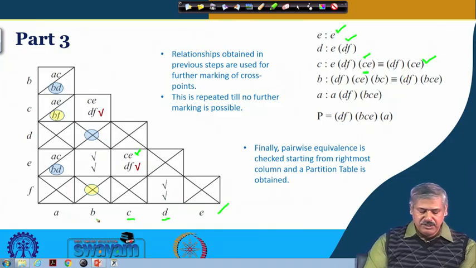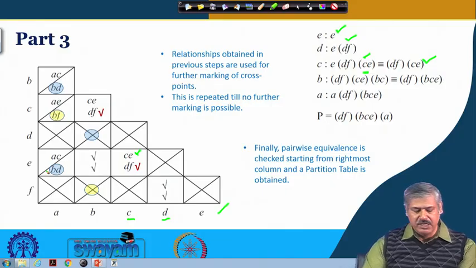Okay. So then we come to B. What do we see here? That B and E are equivalent. And B and C are equivalent. So BC are equivalent, and that is what has been written here. Is it fine?